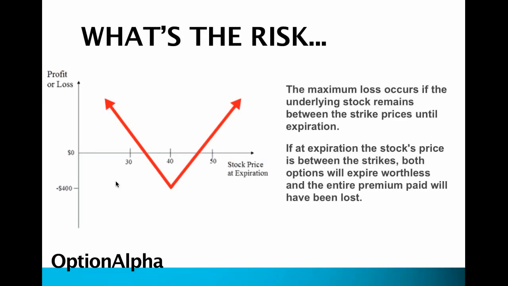So what's the risk here? Well, the maximum loss occurs if the underlying stock remains right where it is at expiration, so right at the strike prices. The maximum risk would occur if the stock closes and doesn't move anywhere. It just closes right at 40 in our example. In this case, we'd hit the lowest point on our payoff diagram here, and that would be our maximum loss. In this case, it would be $400. So if at expiration the stock's price is between the strikes, then both options expire worthless, so you lose the money that you outlaid to purchase the strategy.